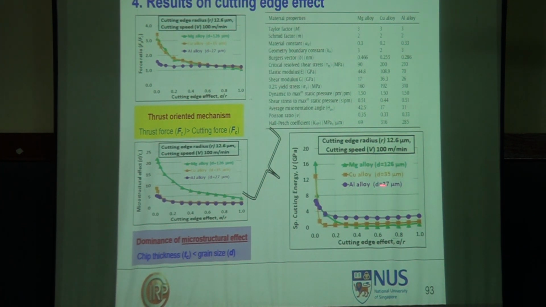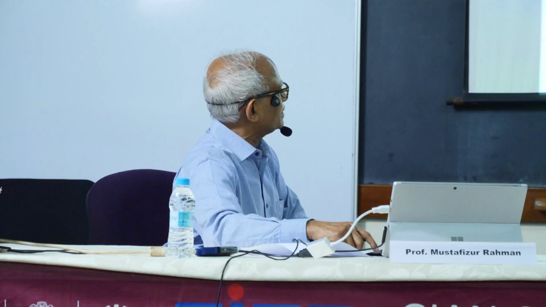Okay, magnesium alloy is the highest specific energy, followed by copper or brass and aluminum. So A by R basically should be less than 0.2, and at that point, around 0.2, specific cutting energy drastically increases. It starts earlier depending on the grain size and material hardness.